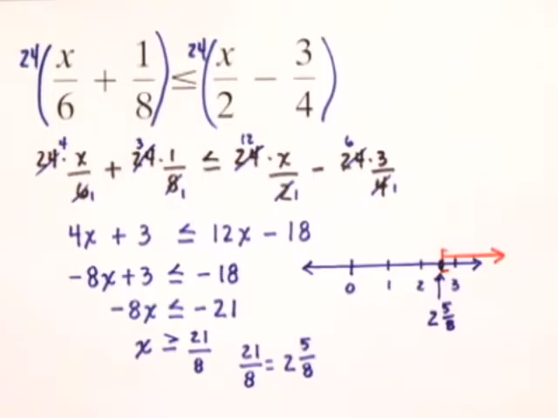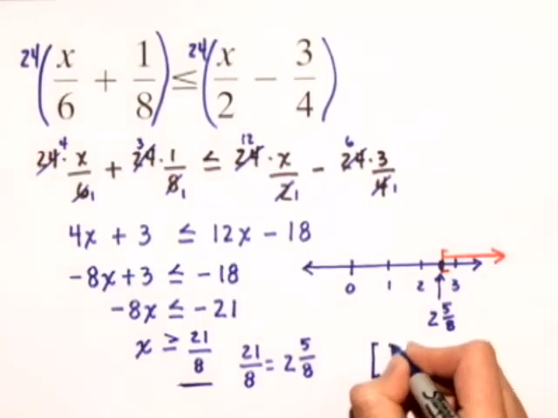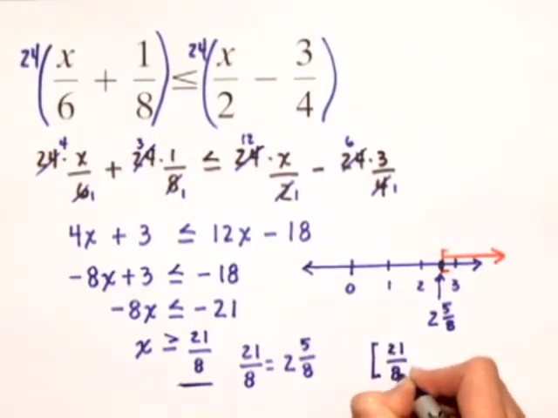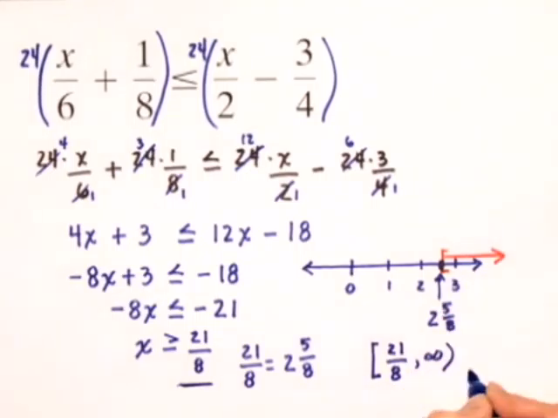Now we're ready to write our interval notation. We have to write our interval notation from left to right as we see it along the number line. Since the first thing we see is 2 and 5/8, or I'm going to go ahead and express it as 21/8 like I did over here in the solution. So our solution set is the closed interval from 21/8, including 21/8 as a solution, all the way to positive infinity.